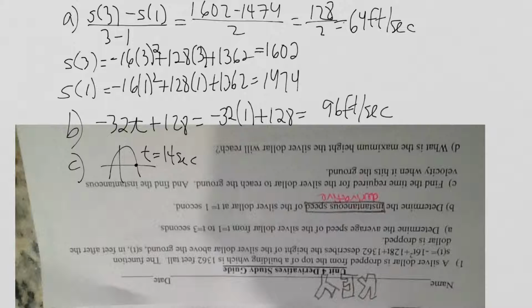And then find the instantaneous velocity when it hits the ground. Well, I'm going to use my derivative again, and this time I'm going to plug in 14 for the time. And I get that to be negative 320 feet per second.